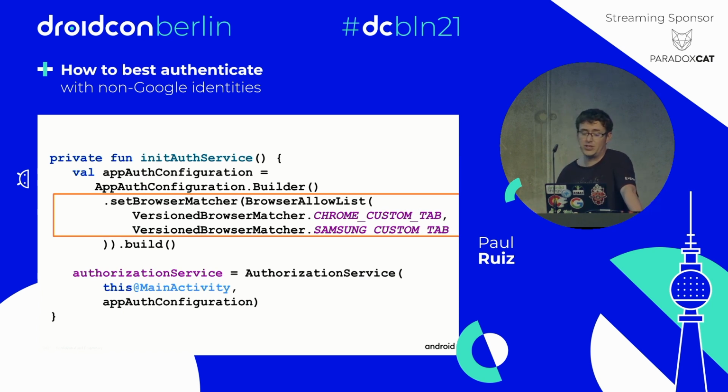Another thing that's worth noting here is that this is an app auth configuration object, so it shouldn't be confused with the authorization service configuration object on the last slide.